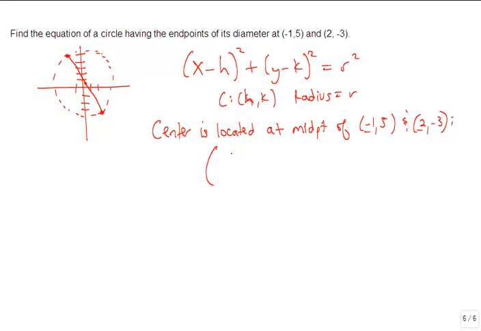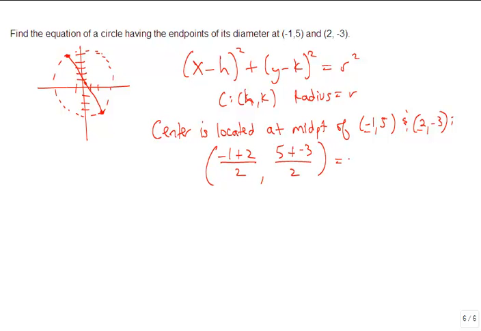And to find an average in math, you add them up and divide by 2. So we're going to take negative 1 plus 2, add them up, and divide that by 2. Then we're going to do the same thing for the y's. The average of the y's would be the sum, so 5 plus negative 3 divided by 2.